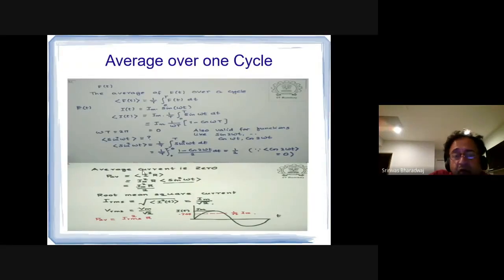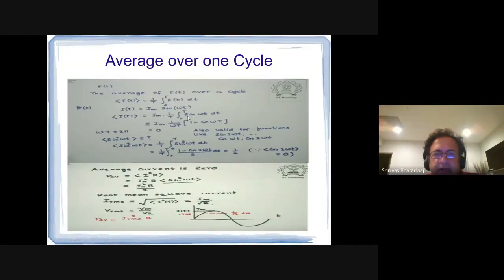Okay, not so if you have these other elements like a capacitor or an inductor. But first, let's look at the average over the cycle. So what is the average current, right? Let's say you had a current of the form Im sine omega t, where m is the maximum. Then what is the average current? Over one period, it is 1 by T, integral 0 to T, Im sine omega t, right? So that is the average current.